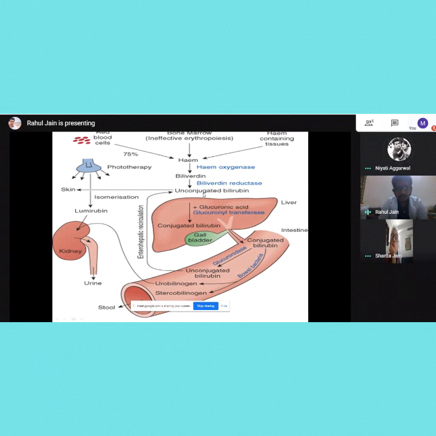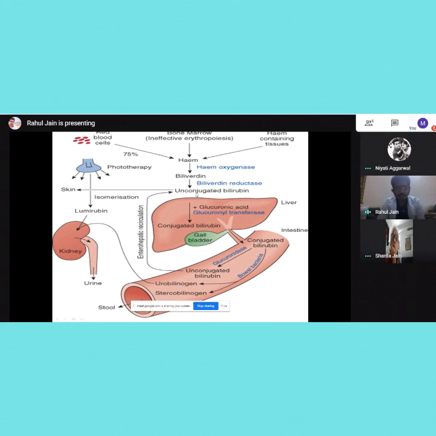Then this unconjugated bilirubin enters the liver to become conjugated bilirubin. So the step of conjugation happens in the liver. And one more important thing: unconjugated bilirubin is not water soluble, so it doesn't get excreted in the urine. It never gets excreted in the urine.